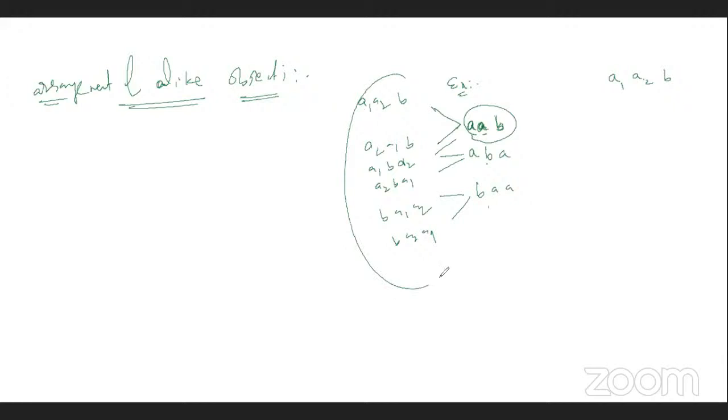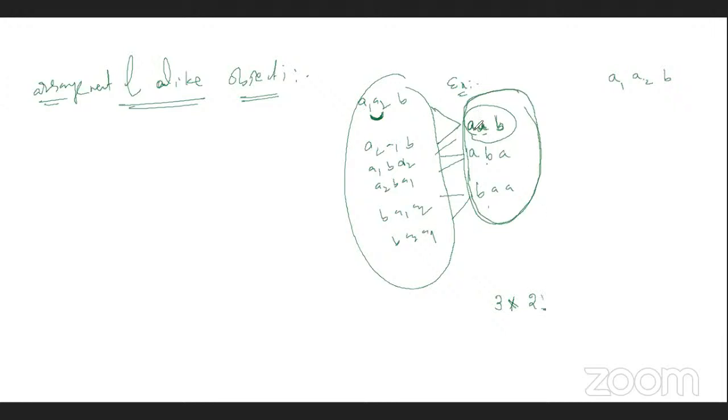So total how many cases are we having? 3 into 2, 6. 3 into 2. What is 3? The number of cases of arrangement of alike objects. Into 2. What is 2? How many alike objects are there? That is 2 factorial basically.